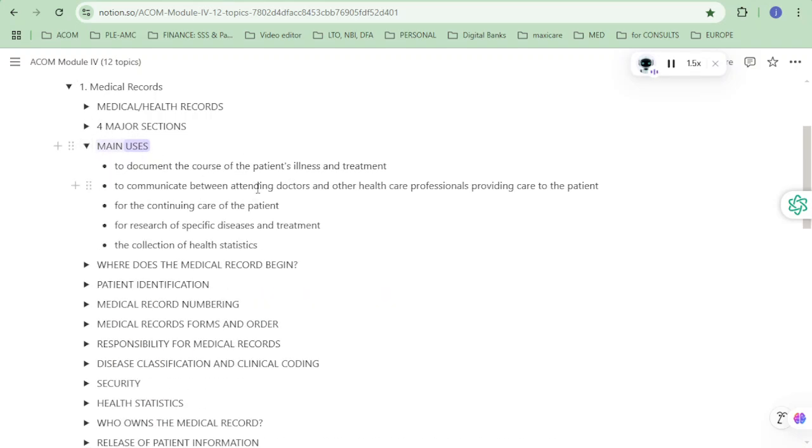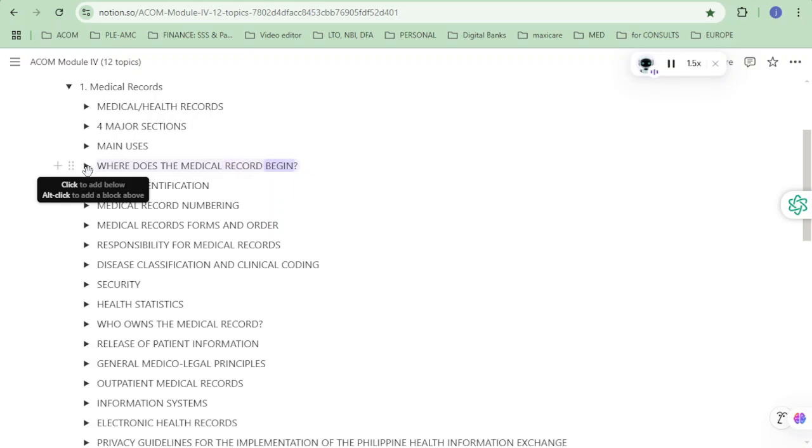Main uses. To document the course of the patient's illness and treatment. To communicate between attending doctors and other healthcare professionals providing care to the patient. For the continuing care of the patient. For research of specific diseases and treatment. The collection of health statistics. Where does the medical record begin?